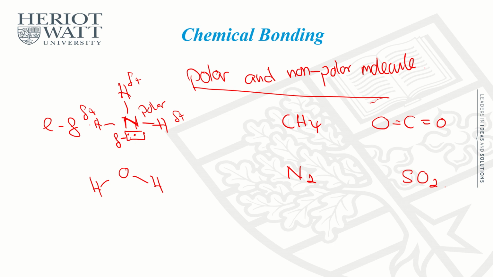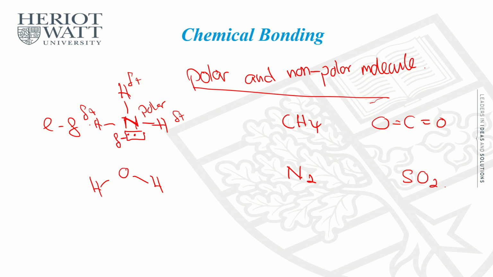Why does nitrogen have a lone pair? Because nitrogen is highly electronegative. This is the first reason. The second reason is that nitrogen has 5 valence electrons and forms only 3 bonds. So 5 valence electrons minus 3 bonds, you are left with 2 electrons, and that's why you have a lone pair. So there are 2 reasons why it has a lone pair: because it is highly electronegative and because it has 2 extra electrons.